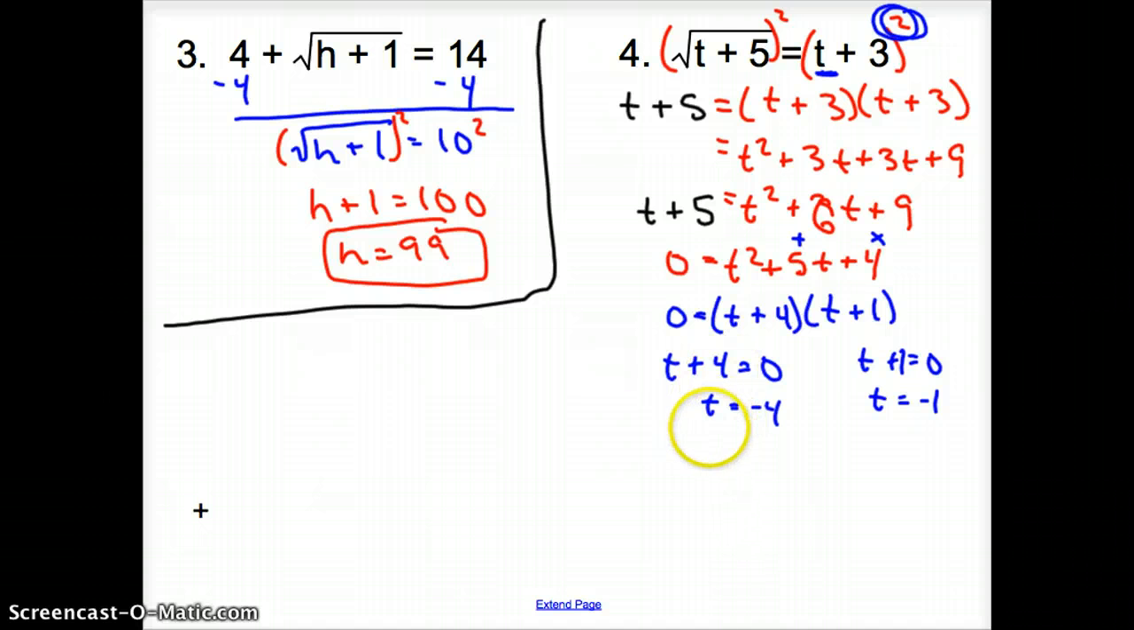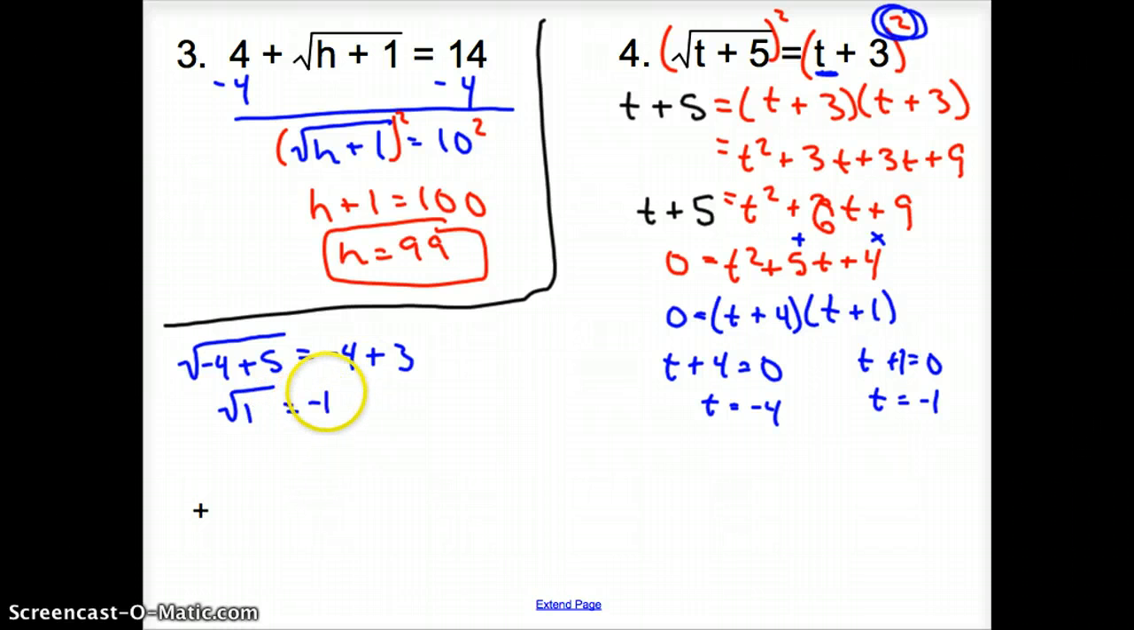So checking negative 4 first. How do we check it? All we have to do is plug it right in. So I'm plugging it into my equation. I have the square root of negative 4 plus 5 equals negative 4 plus 3. Here is going to be the square root of 1, which is all right, but the square root of 1, does that equal negative 1? No, it does not. So that is no solution so far.